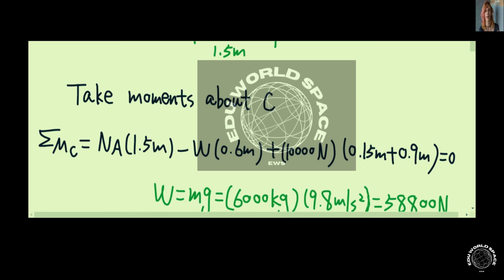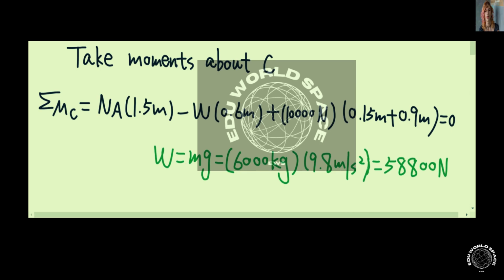is clockwise. And we know the weight of the car can be equal to the mass of the car times the acceleration of gravity. Since in the question it was saying that the mass of the car is 6 megagrams, and 6 megagrams is equal to 6,000 kilograms. Therefore, the weight of the car is equal to 6,000 kilograms times 9.8 meter per second squared, and this is equal to 58,800 Newton.